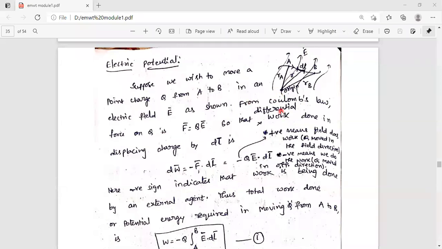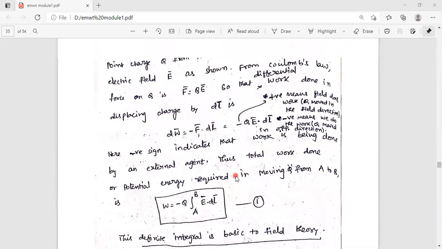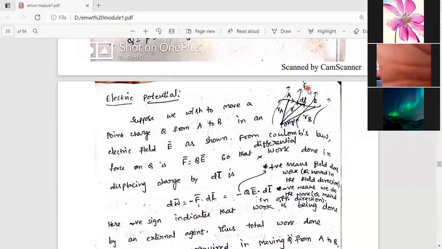Potential. The derivation starts with the work done, the potential energy required to move a unit positive charge from point A to point B. E bar represents the electrostatic field, so there is an electrostatic field in that region. What is the energy required, or work done, in moving the charge from point A to B? That is what we are discussing now.